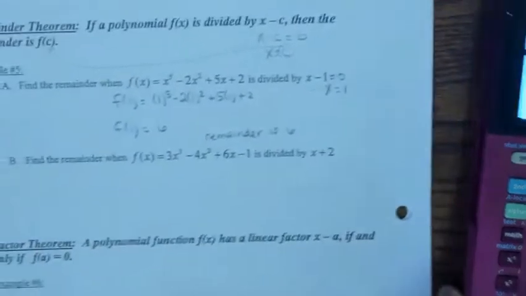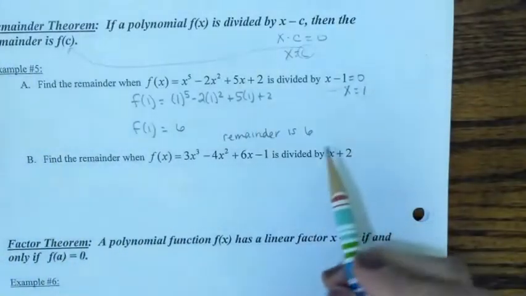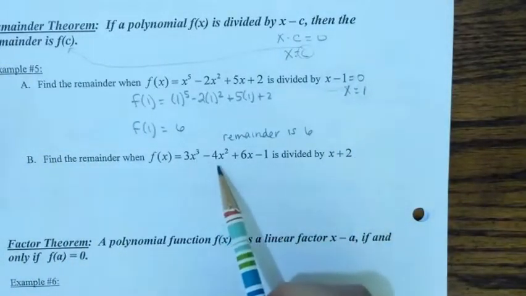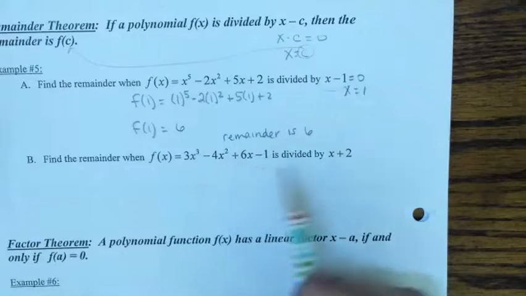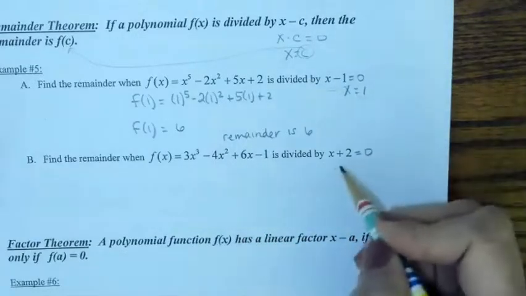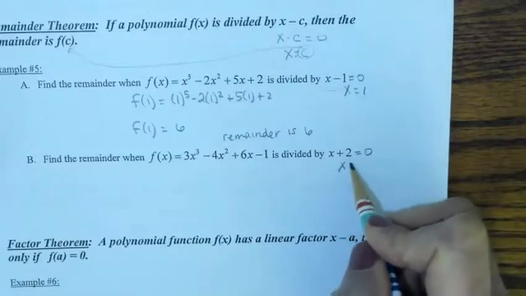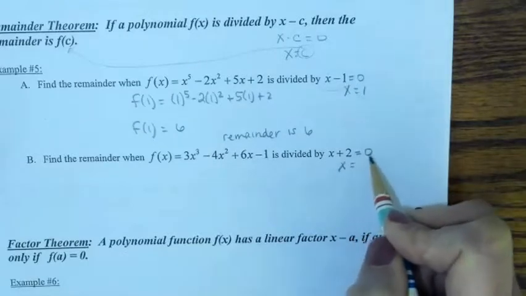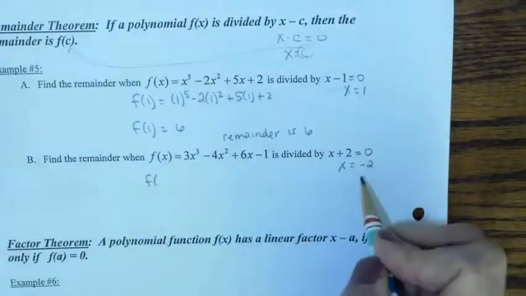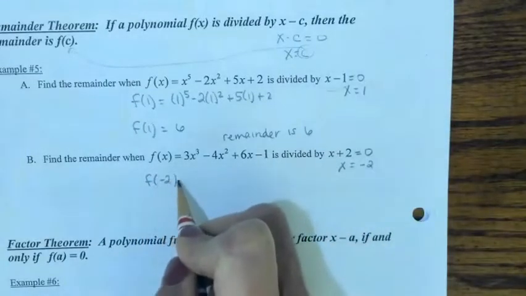So let's take a look at this next one. I want to figure out what the remainder would be when I divide x plus 2 into 3x cubed minus 4x squared plus 6x minus 1. Again, I have to take my x plus 2 and set it equal to 0 and solve for x. So I'd subtract 2 from both sides. 0 minus 2 is negative 2. So I'm going to replace my x with negative 2 in this function.